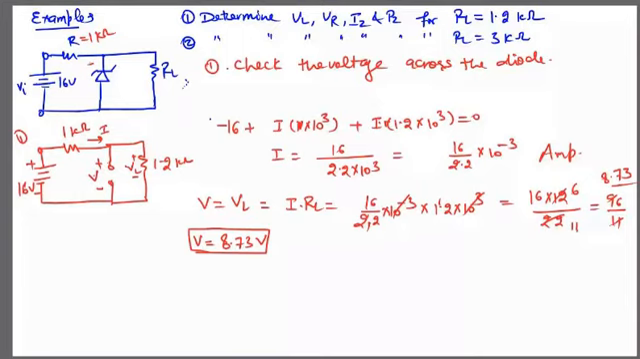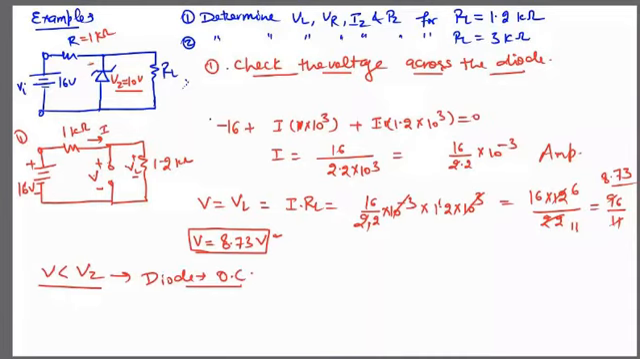Already this is given in this question, that Vz equals 10 volt. So now you got this value, that V equals 8.73 volt. And what was the second step? We have to check whether the voltage across the diode is greater or less than Vz. Vz equals 10 volts, so here V is less than Vz. So what will happen? Diode will be open circuit. That's very good.